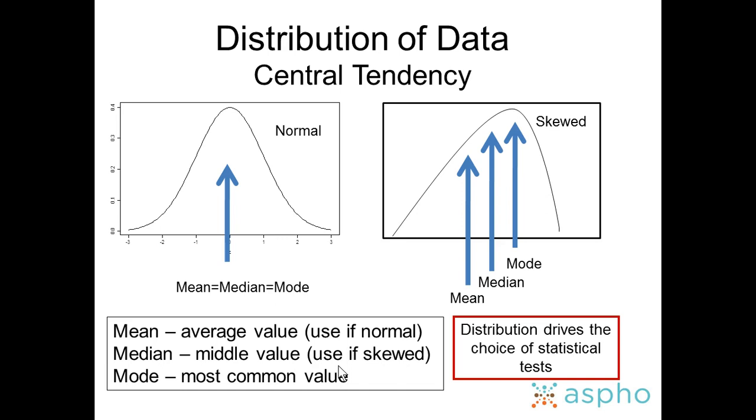We have to describe our data, and for continuous data, we need to describe some measure of central tendency. So this includes mean, which is the average value, the median, which is the middle value, and the mode, which is the most common. So if your data are nice and normally distributed like this bell-shaped curve, the mean, median, and mode are all the same. If your data are skewed like this curve on the right, the mean, median, and mode will be different. And the board wants you to know the distribution, whether your data are skewed or normal, also drives your choice of statistical test.